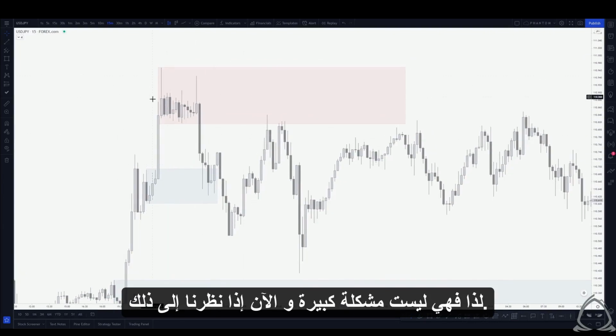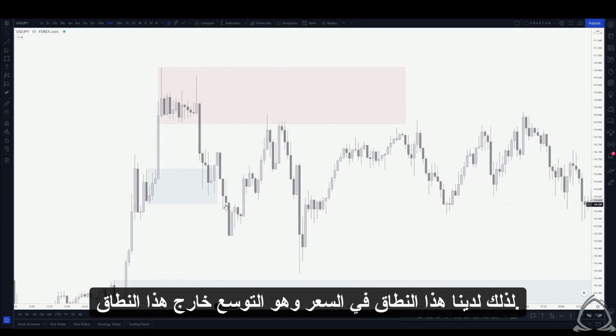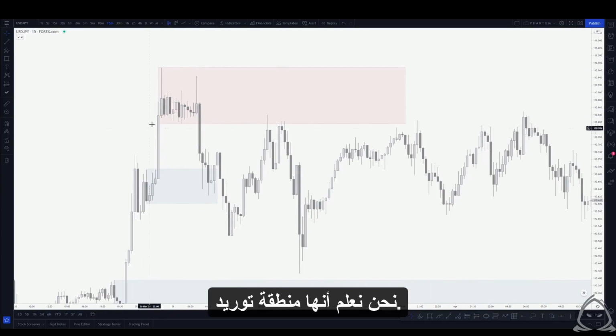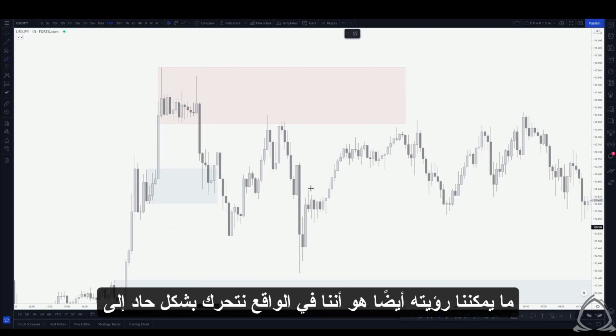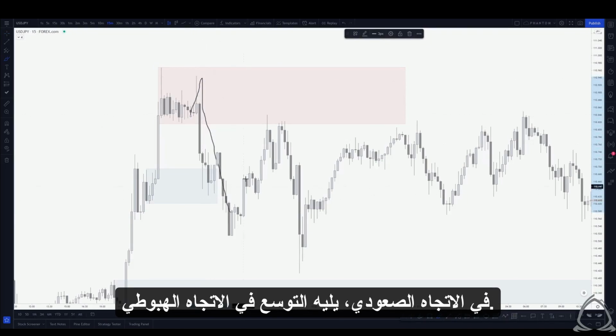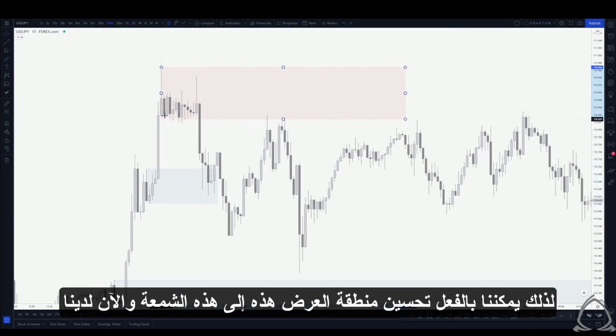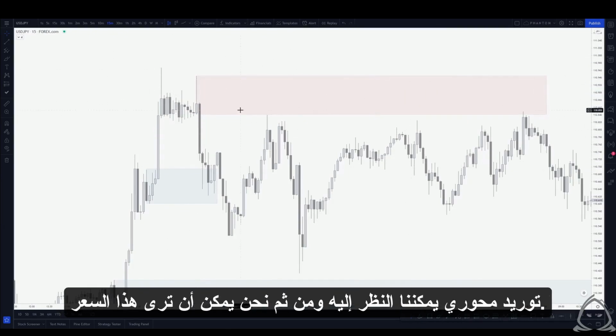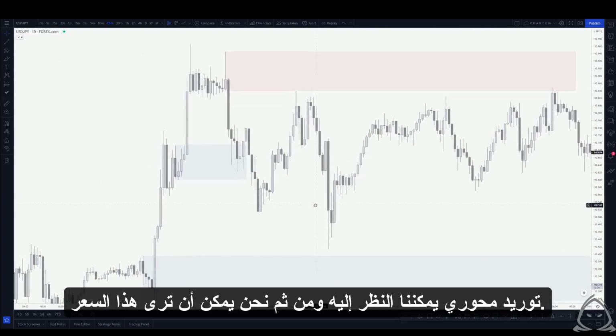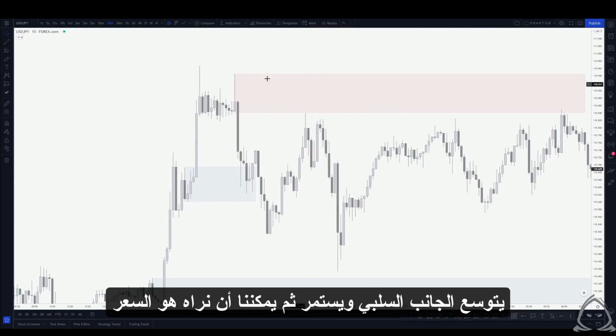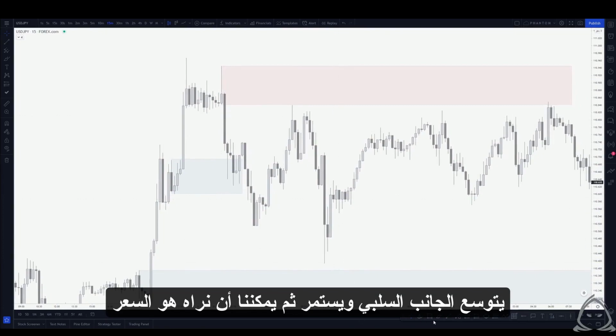And now if we just look at that, so we have this range in price, the expansion out of that range, we know it's a supply zone. What we can also see is that we actually get a sharp move to the upside followed by that expansion to the downside. So we can actually refine this particular supply zone to this candle, and now we have a pivot supply that we can be looking at. And then we can see that price expands to the downside and continues on.